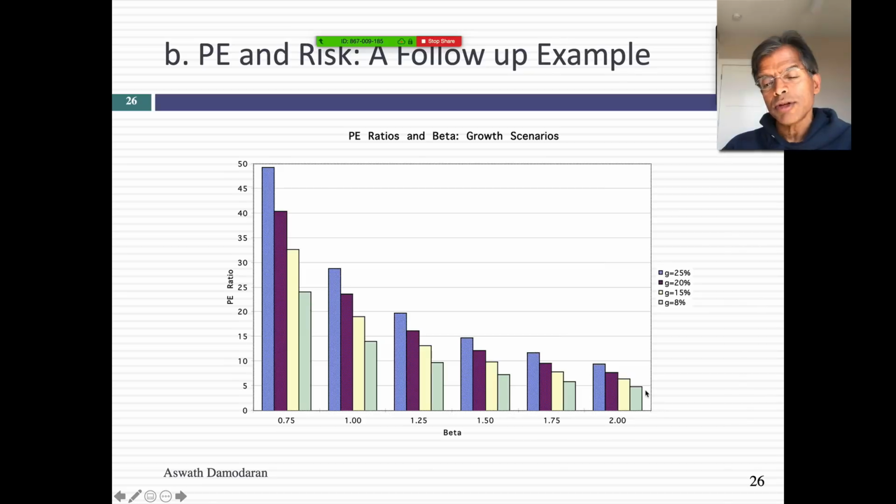But again, let's make this real. Let's assume you're a high growth firm, 20% growth with a beta of 2. So right now you're here, you're trading at about 8 times earnings and you're disappointed.